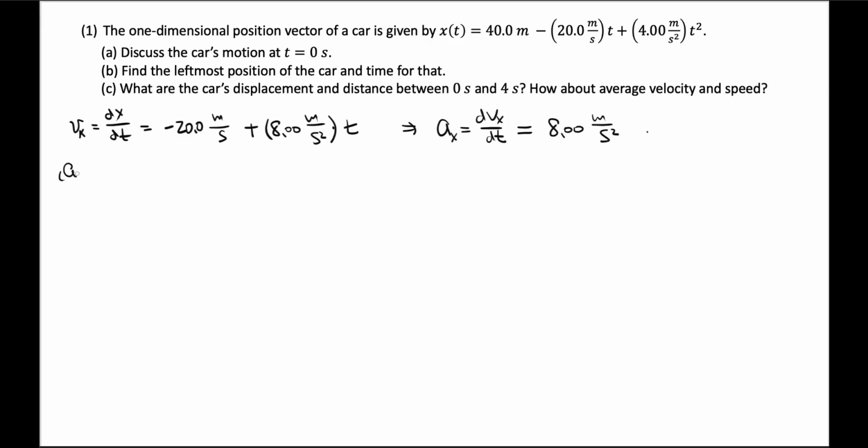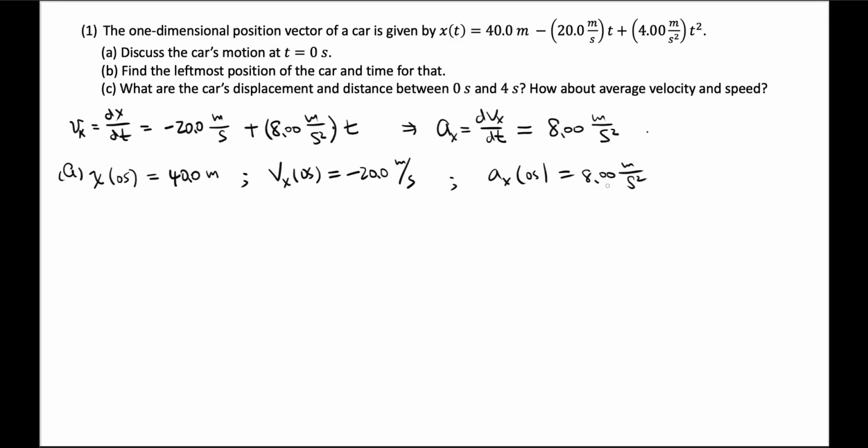Now we can answer question A. Okay, so the car's motion at t equals 0 seconds. We need to plug in t equals 0 seconds for the x. So x when t equals 0 seconds equals only the first term stays. So let's write this down, 40 meters. And the velocity at 0 seconds equals negative 20 meters per second. And then the acceleration at 0 seconds equals a constant 8 meters per square second.